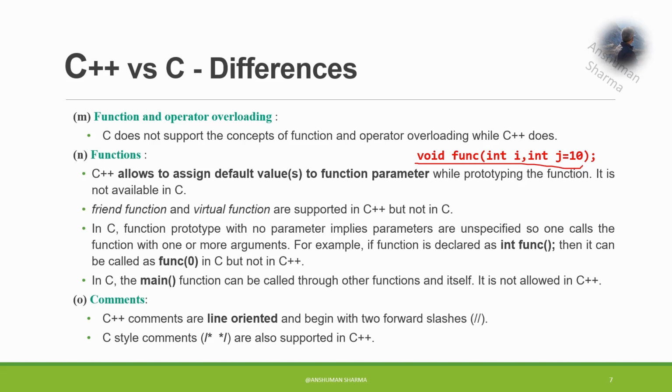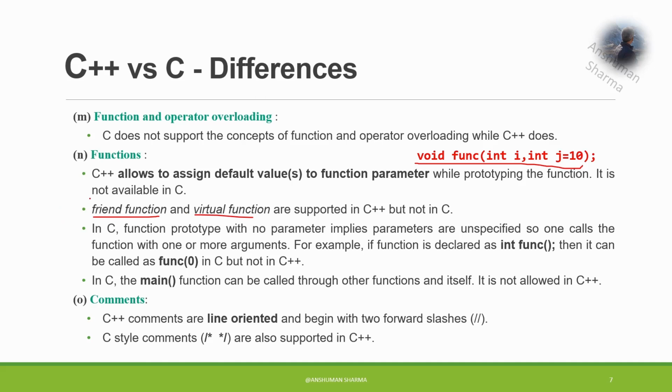You can see int j is equal to 10. This is a default value. We'll be discussing what default values are, why we give them to trailing declarations, and if you have to give default values, how to specify them. In this case, j will be taking a default value of 10. So this is allowed in C++, not in C. Then we have the friend functions concept and the virtual function concept, and these are supported in C++, not in C.